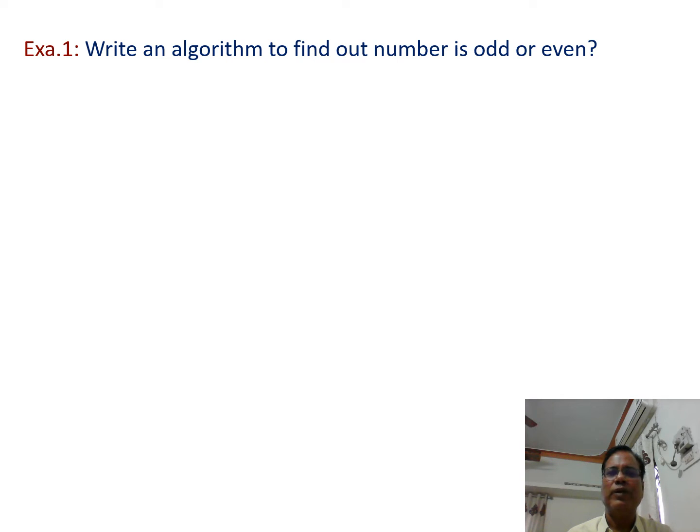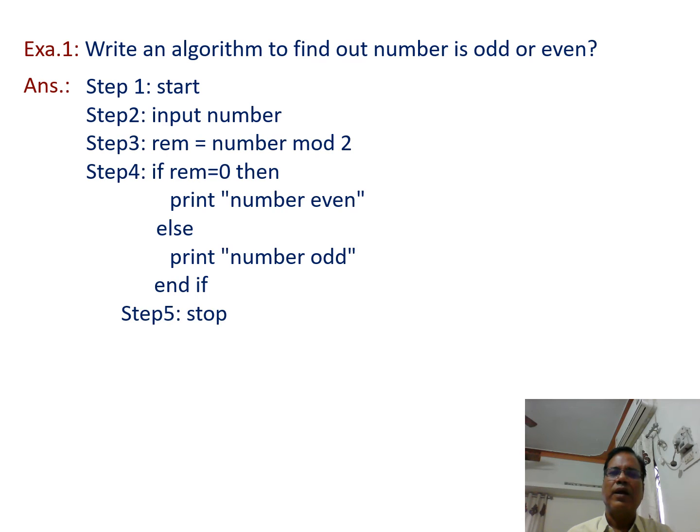So in this example, we have to write an algorithm to find out whether a number is odd or even. So here is a pseudocode that describes an algorithm for how to find whether a number is odd or even. Step 1, we write start. In step 2, we get the number, that is, input number. Step 3, rem equals number mod 2.